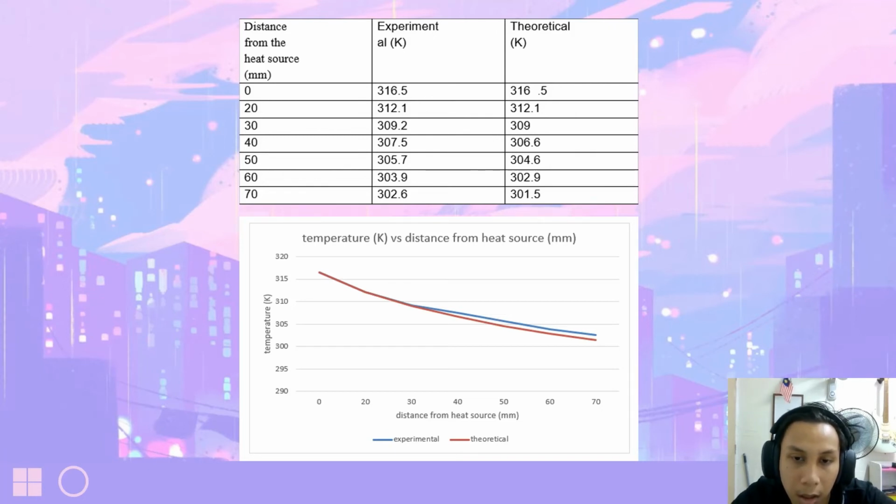So this is the graph. We can see at the graph the temperature for experiment and theoretical have a slight difference.